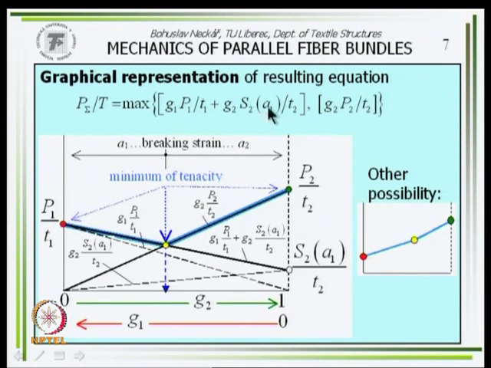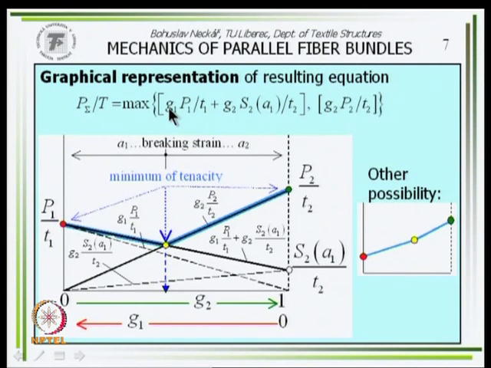Let's study now this expression. The first member here has two members. Let's study the first of these: G1 times P1 by T1. P1 by T1 is the tenacity of fiber number 1. It's a given value, P1 by T1, and this value is multiplied by G1.